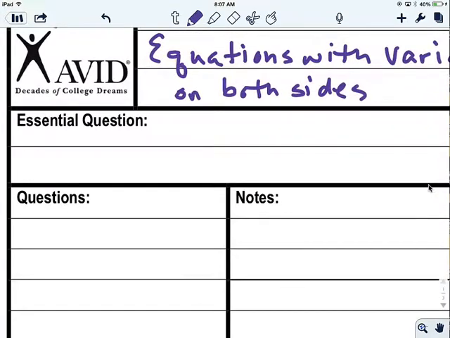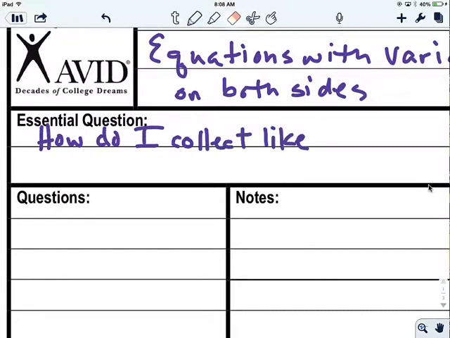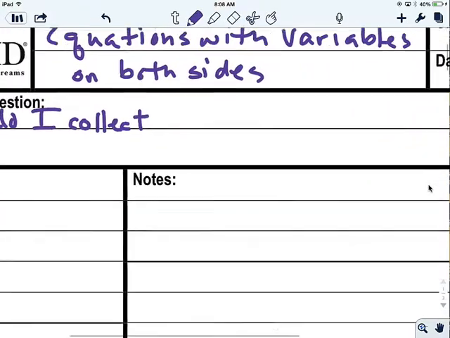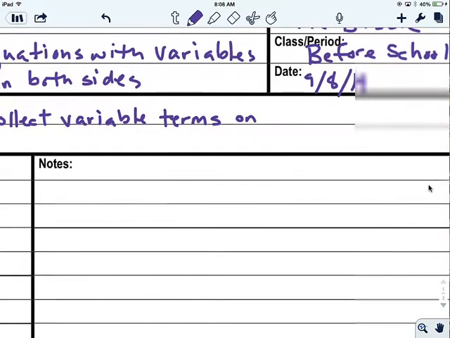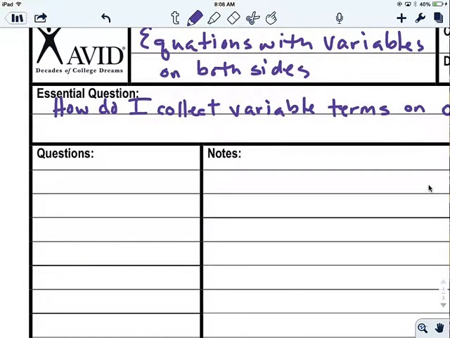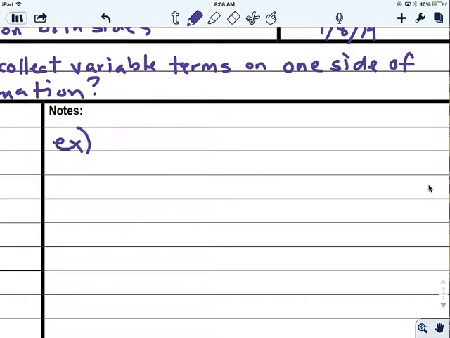All right, so our essential question is, how do I collect like terms? Let me say it this way: how do I collect variable terms on one side of an equation? This is going to be just like any other equation you've solved, with one little exception, and that's that you're going to be dealing with problems like this.